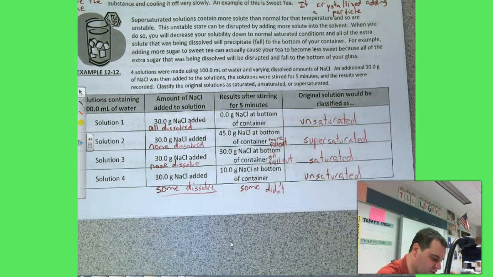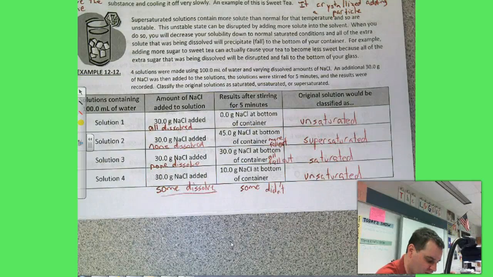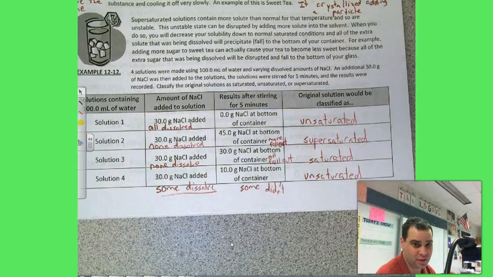So if you can dissolve any more into it, it is an unsaturated solution. If the amount you try to add and the amount that is at the bottom are the same, it's a saturated solution. And then if you add less, but there's more at the bottom, it is a supersaturated solution. That is what I've concluded from this lesson.